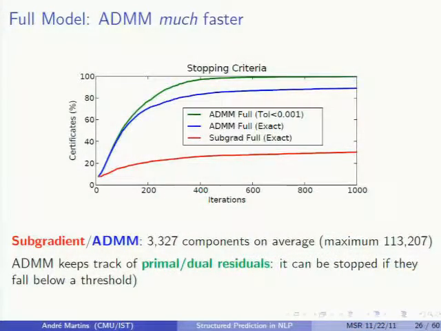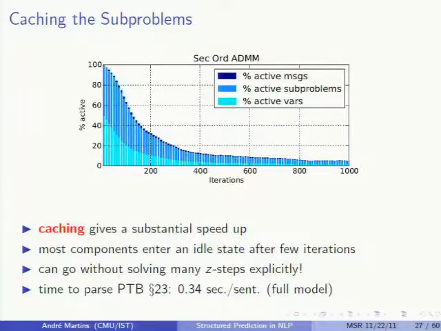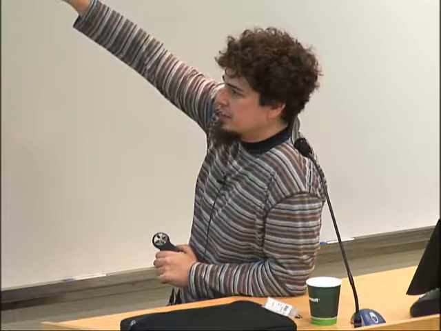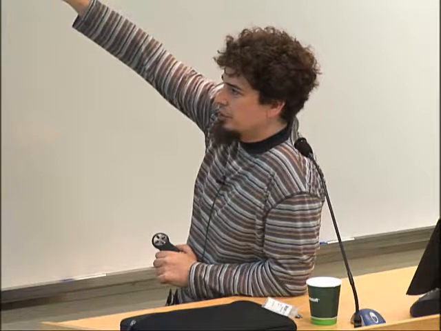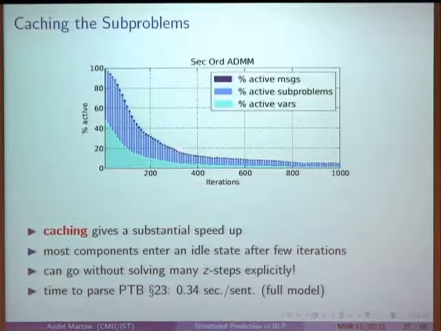Again, we can stop this if we fall below some threshold because of the primal dual residual information. And this is the impact of caching here. It turns out that caching can give a substantial speed up. This is essentially showing the percentage of subproblems that we need to solve. You can see that after, say, 300 iterations, we only need to touch about 20% of the factors, actually less than that.